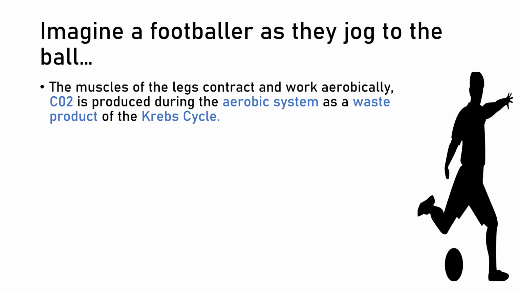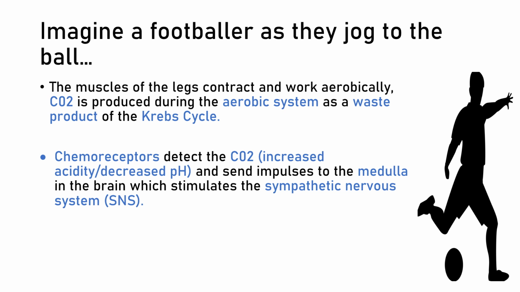What can you remember detects the increased carbon dioxide? Well, the receptor that detects the increased carbon dioxide is the chemoreceptors. And actually what they're detecting is the increased acidity and the decreased pH of the blood. Remember, the blood's got acidic because the carbon dioxide's been converted into that carbonic acid. So the chemoreceptors spot that we've got an increase in carbon dioxide.